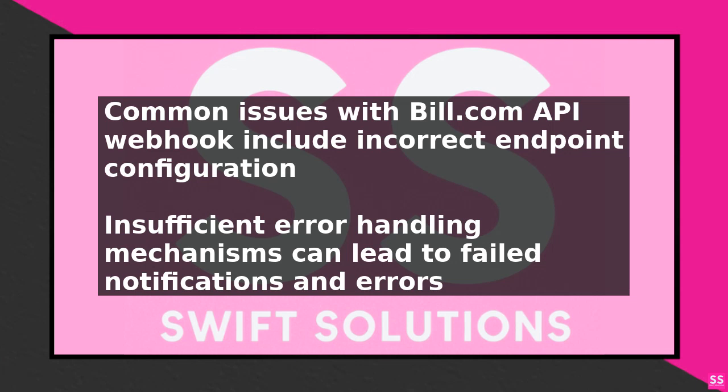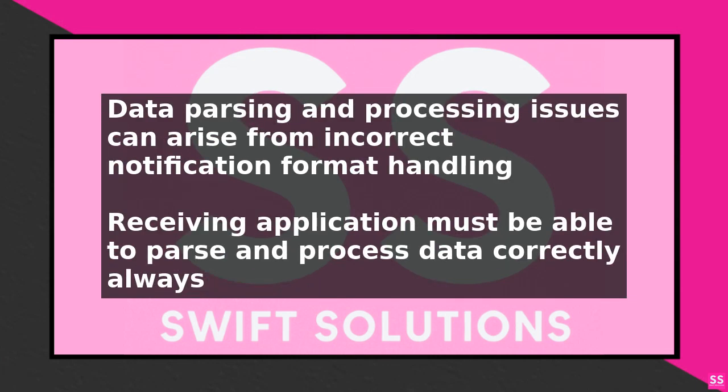Another common issue is insufficient error handling. The Bill.com API Webhook can return errors, such as authentication failures or invalid requests. To handle these errors effectively, implement robust error handling mechanisms, such as retry mechanisms and error logging.